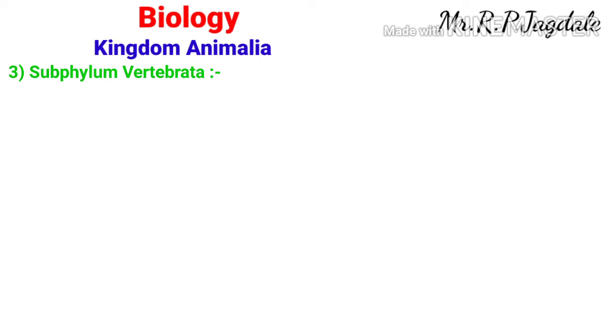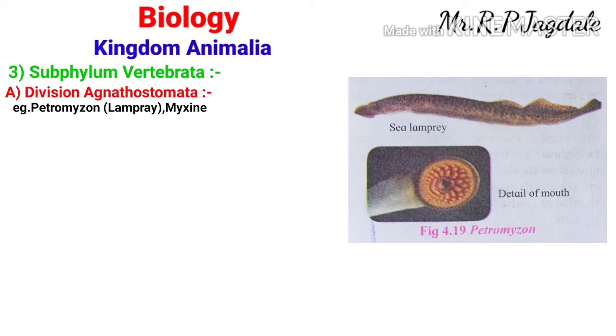First we will see the division Agnathostomata. In the division Agnathostomata, they are jawless animals, with absence of jaw. These are the most primitive jawless vertebrates. Obviously they are vertebrates because there is a presence of notochord. They are jawless, that's why they are called Agnathostomata, but they are primitive jawless vertebrates. That means they are the first jawless animals included under the Agnathostomata.